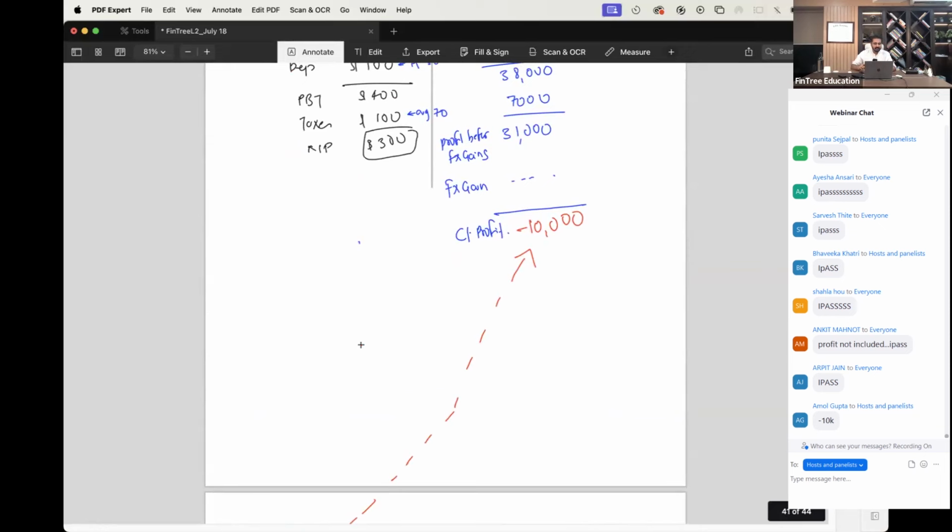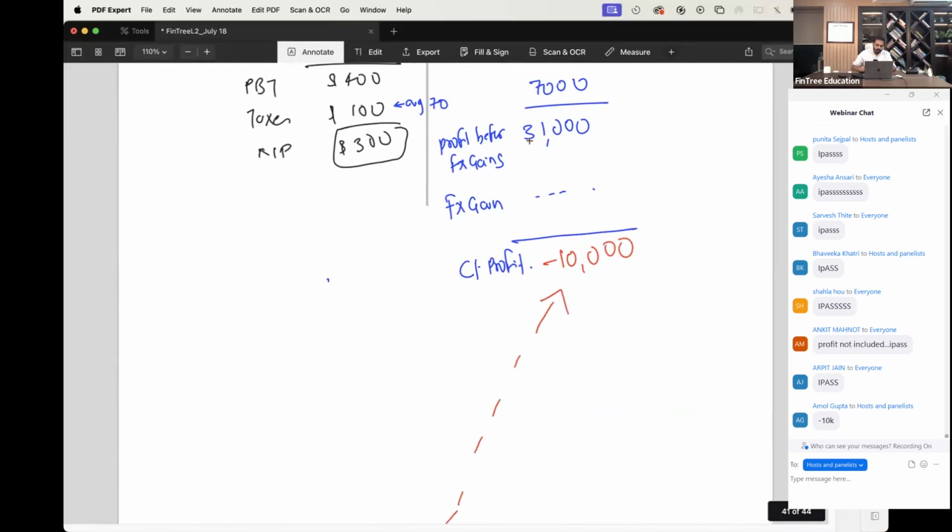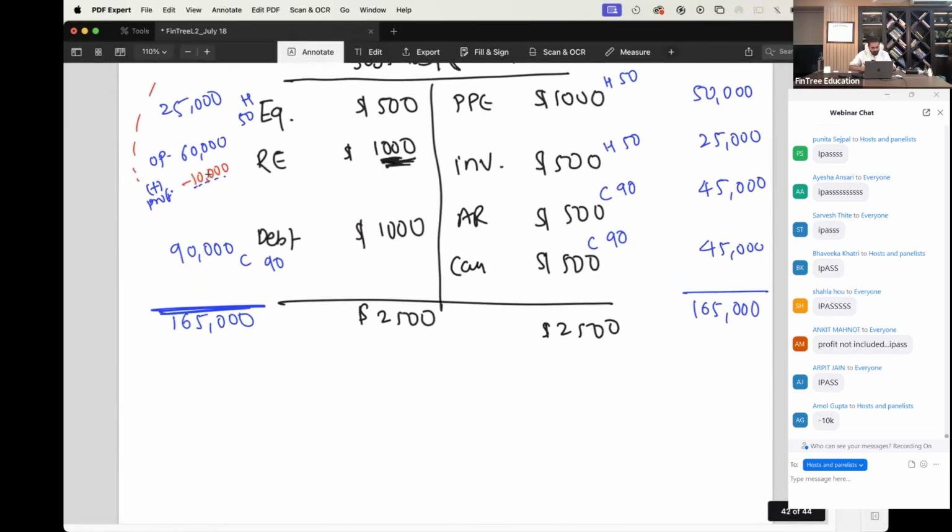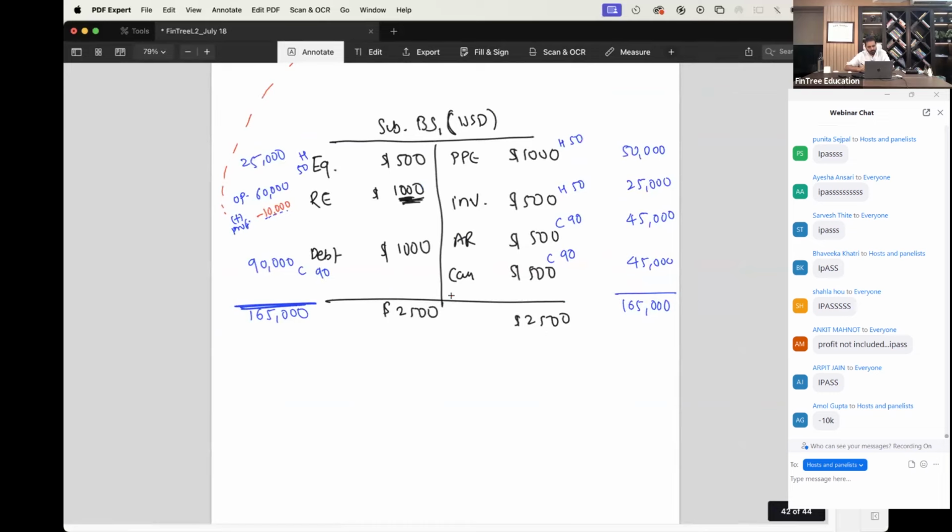That's the sequence. Now the idea is I already have 31,000 type of profit, but I need to convert that to 10,000 of loss. So then the next step is to go from here to here. What is my FX gain or what is my FX loss? So now we have to create a FX loss of 41,000. So I create a FX loss of 41,000. Then it gives me a closing profit of minus 10,000. Then it comes here and then only balance sheet tallies. This is how temporal method works.